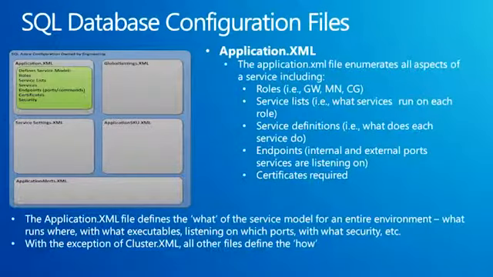The application XML found for most services will enumerate all aspects of the service, including general role definitions, service lists for those roles, service definitions, endpoints, and what certificates are required by that service. The application XML defines the general what of the service model for the entire environment. What runs where, with what executables, listening on which ports, and with what security aspects, and so on.